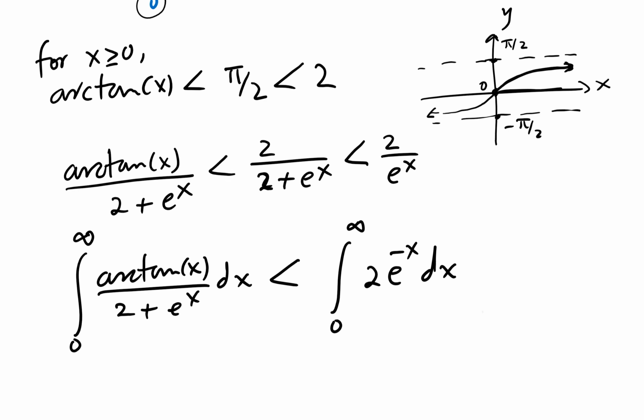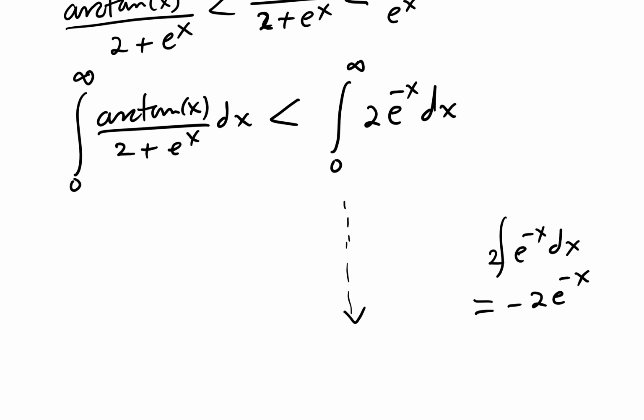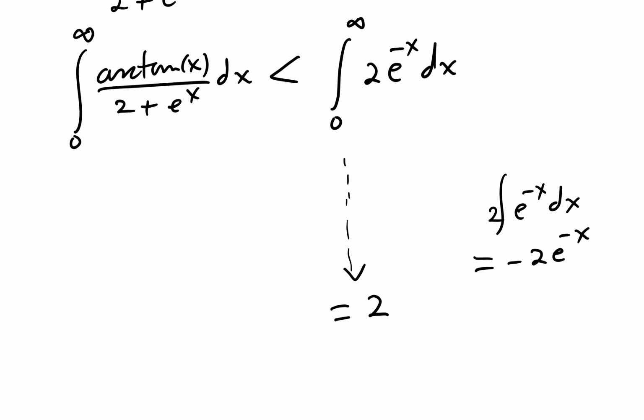Now the left-hand side, everyone should be able to integrate that. For the right-hand side, if you integrate e to the negative x dx, that would be negative 2e to the negative x. If you pass the limit as a goes to infinity and do the work, this will give us an answer of 2. So the left hand side is smaller than the right hand side, and the right hand side converges to 2.